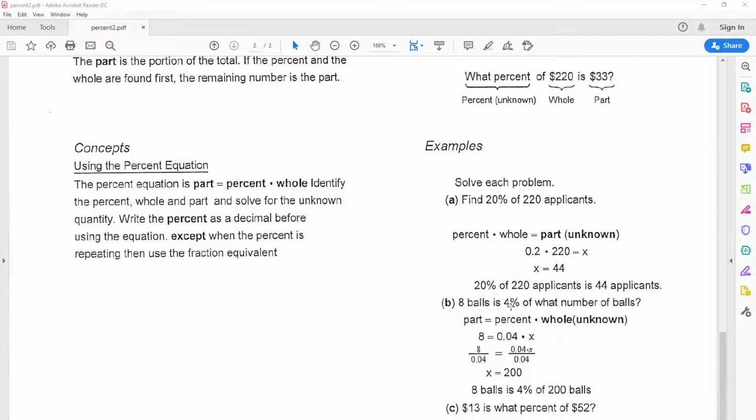8 balls is 4% of what number of balls? So the part that comes after "of" is the whole. In that case, it's unknown. That's our x, and times the percent as a decimal. And what's left is our part. Okay, so if we want to find out what our whole is, we can go ahead and divide through by 0.04, and x is 200.